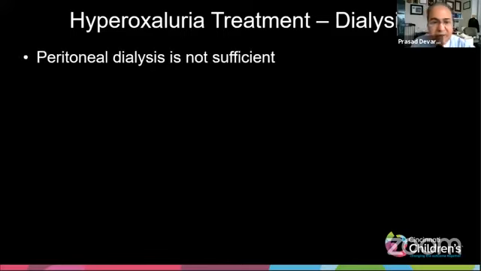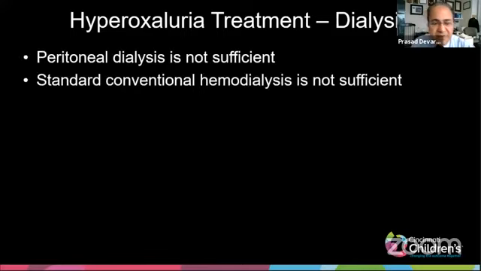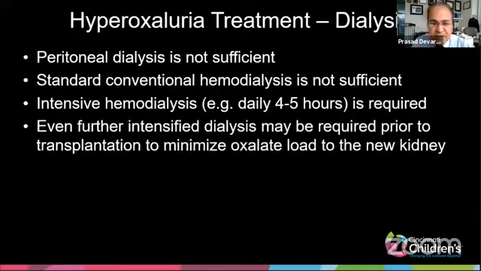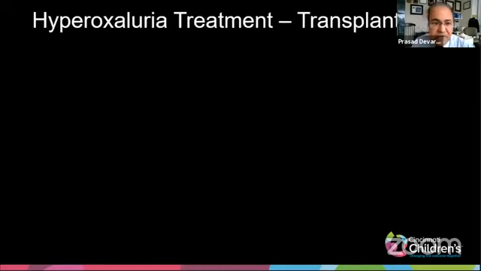Today, what can we do? Peritoneal dialysis is not sufficient for these patients. Even standard conventional hemodialysis is not sufficient. We have to do intensive hemodialysis, 4 to 5 hours every day, at least 5 days a week, sometimes 6 days a week, which is absolutely required to decrease the oxalate load into the systemic circulation. And we actually even need to further intensify the dialysis just prior to a transplantation. So if a patient with primary hyperoxaluria is due for a kidney transplant, we sometimes do hemodialysis for 12 hours continuously before we put in a new kidney to minimize the oxalate load in the new kidney.